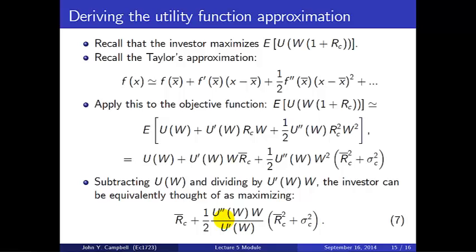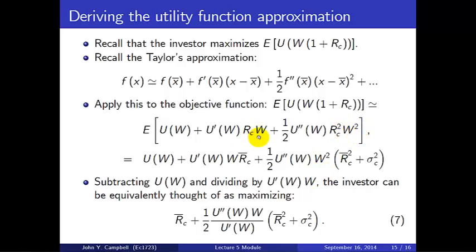Okay, so finally, let's grit our teeth and derive that utility function approximation. Again, I can do that because we're sitting here online. Recall that the investor maximizes this expected utility function, and recall the Taylor approximation for a function. So let's apply this Taylor approximation to the objective function. The expected utility of wealth times 1 plus RC is approximately what? Well, the expected utility of wealth when RC is 0, that's just initial wealth, plus marginal utility of wealth at that point W times the first derivative, which is RCW, plus 1/2 the second derivative of the utility function times the squared deviation, RC squared W squared. So these are deviations of wealth from the reference point, which is W. Here's the first order deviation. Here's the second order squared deviation.